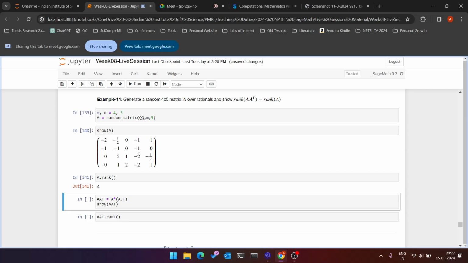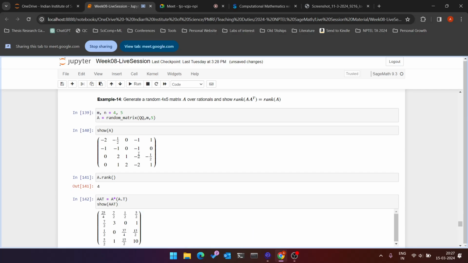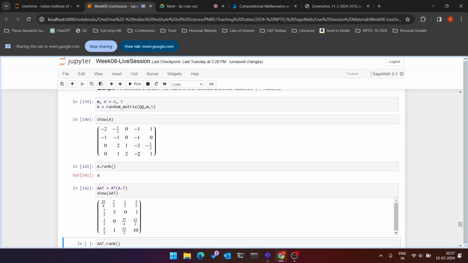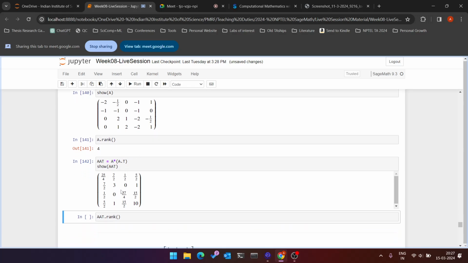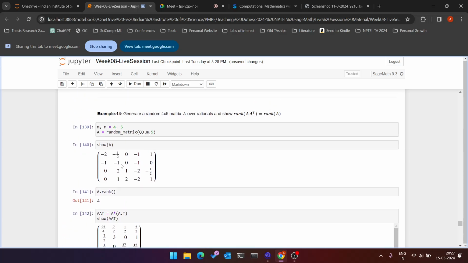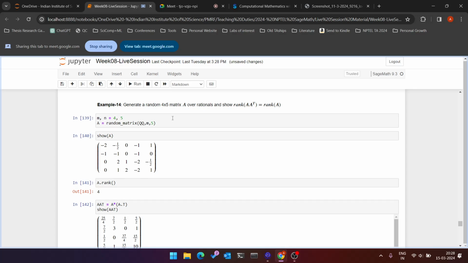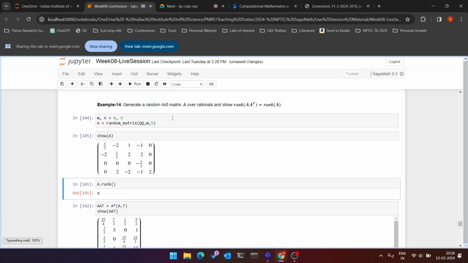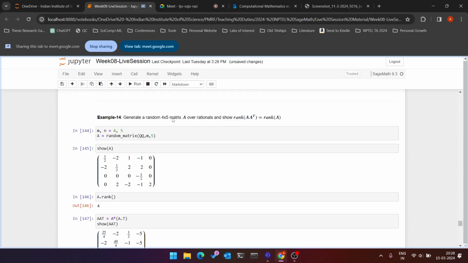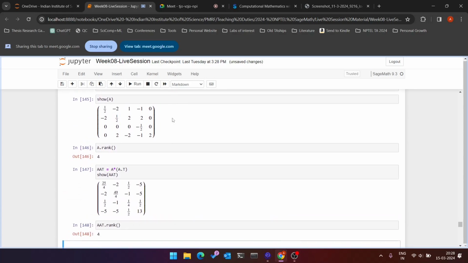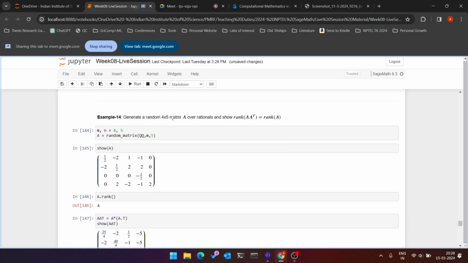I do A transpose as A into A transpose. So A transpose is a 5 by 4 matrix. So A into A transpose is basically 4 by 4. And if I check its rank, that is also 4. I can just do this for other random matrices also. Right. So this is how this simple relation has been verified. I think that this is quite straightforward.